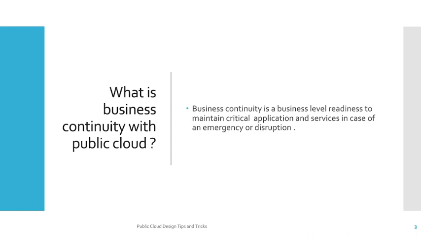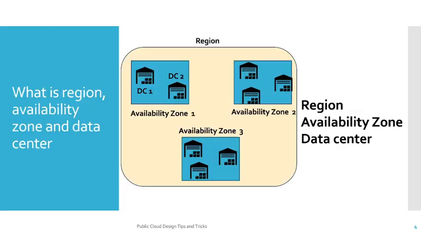Business continuity is a terminology based on the business-level readiness to maintain critical applications and services in case of an emergency or disruptions. That means how you can move your application or your services back to a working position when there is an emergency or any disruption in the hardware or in the system.